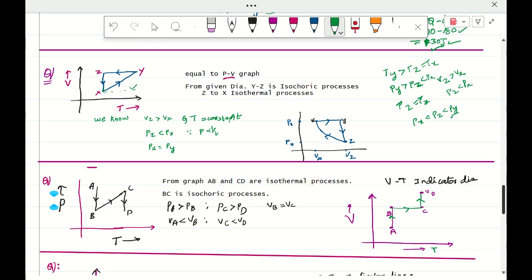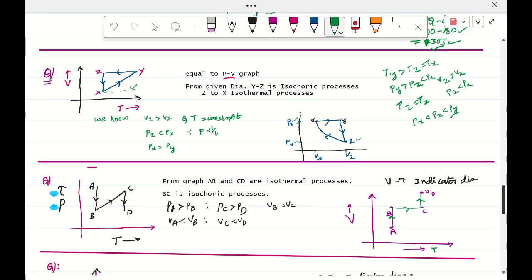So in the PV graph, Y to Z means Py is more, right? And Py and Px are same, and Y to Z, so Py and Pz. That means Pz is less. So here the Z point, Pz is less. Z point is here, and Px or Py is more.